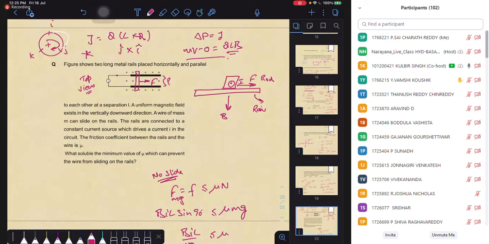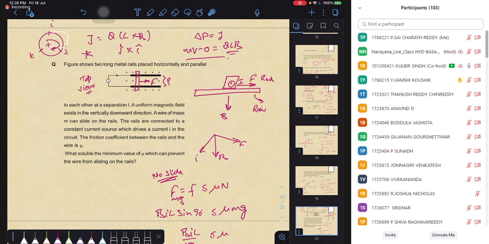If you still have confusion regarding the directions, you can take it as a 3D view. Current is coming here outward. If I rotate the finger from I to B, your force is coming on the right side. This way you get the force direction. Clear?